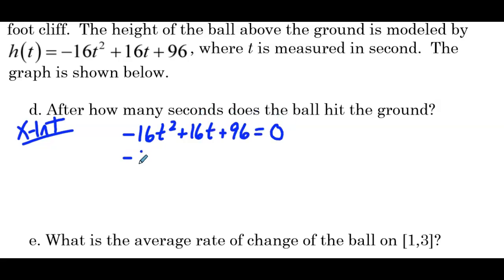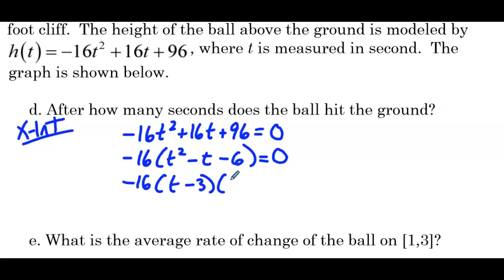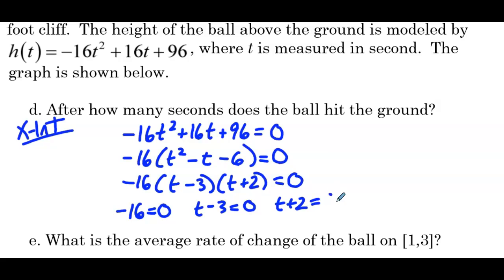So we can factor out a -16: t squared minus t minus 6 equals 0. We can factor this quadratic: t minus 3 times t plus 2 equals 0. So either -16 equals 0, t minus 3 equals 0, or t plus 2 equals 0. So -16 does not equal 0. Here we have t equals 3, here we have t equals -2.